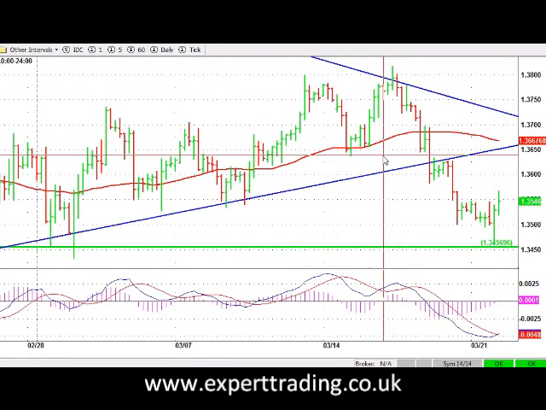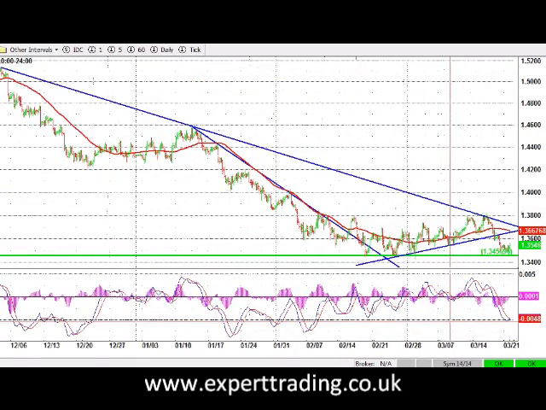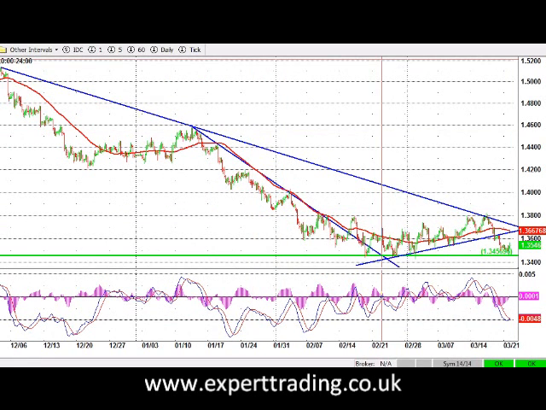But the 4-hour chart is still below the 50-day moving average, and it is still within that cyclicity of the daily time frame. So we can still take a short trade here in the morning. We can still be looking to take a short trade.